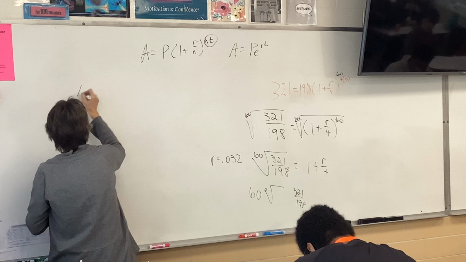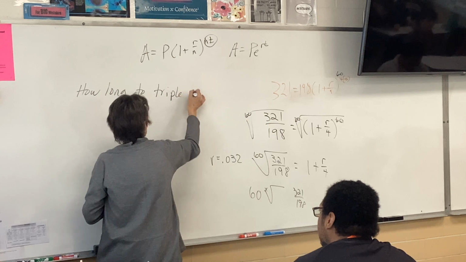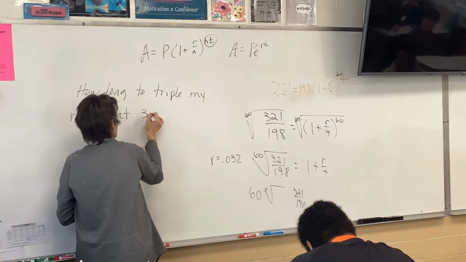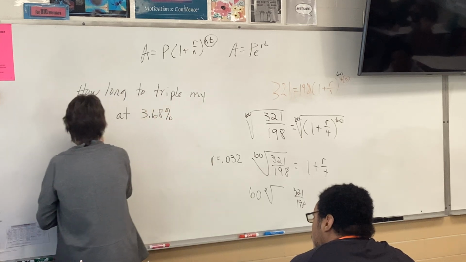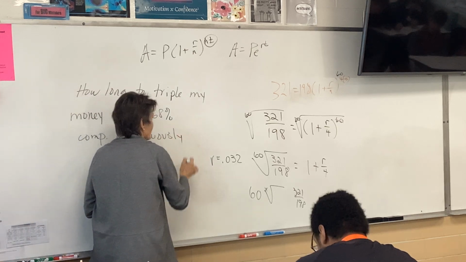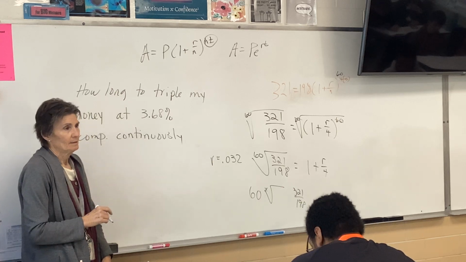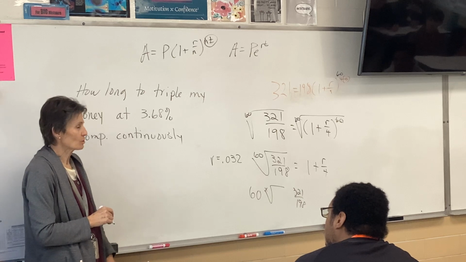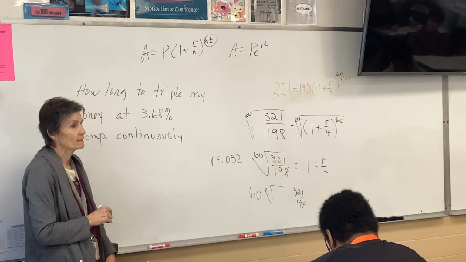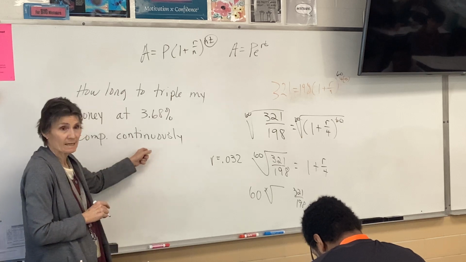All right, how long will it take to triple my money at 3.68% compounded continuously? I heard somebody say that's a PERT. Why is that a PERT? Continuously. PERT is the continuous growth formula. So if the word continuous is in the problem, it's going to be PERT. PERT can be used for money, but only if that word is present.